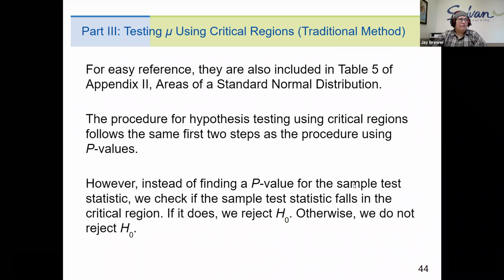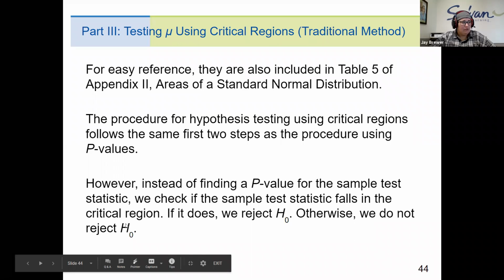All right. For easy reference, they are also included in Table 5 of Appendix 2, Areas of Standard Normal Distribution. The procedure for hypothesis testing using critical regions follows the same first two steps as the procedure using p-values. However, instead of using a p-value for the sample test, we check if the sample test falls in the critical region. If it does, we reject the null hypothesis. Otherwise, we do not reject the null hypothesis. Sorry, the H sub 0 made me think it said however.